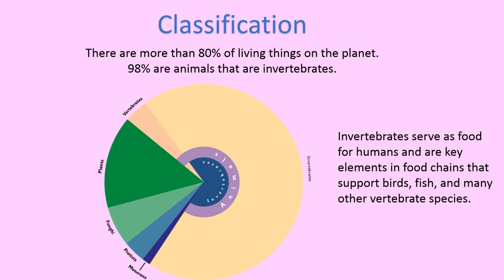Classification. More than 80% of living things on the planet, and 98% are animals that are invertebrates. So as we can see in this pie chart, we have invertebrates over here, and they take up all of this space. Invertebrates serve as food for humans and are key elements in food chains that support birds, fish, and many other vertebrate species.